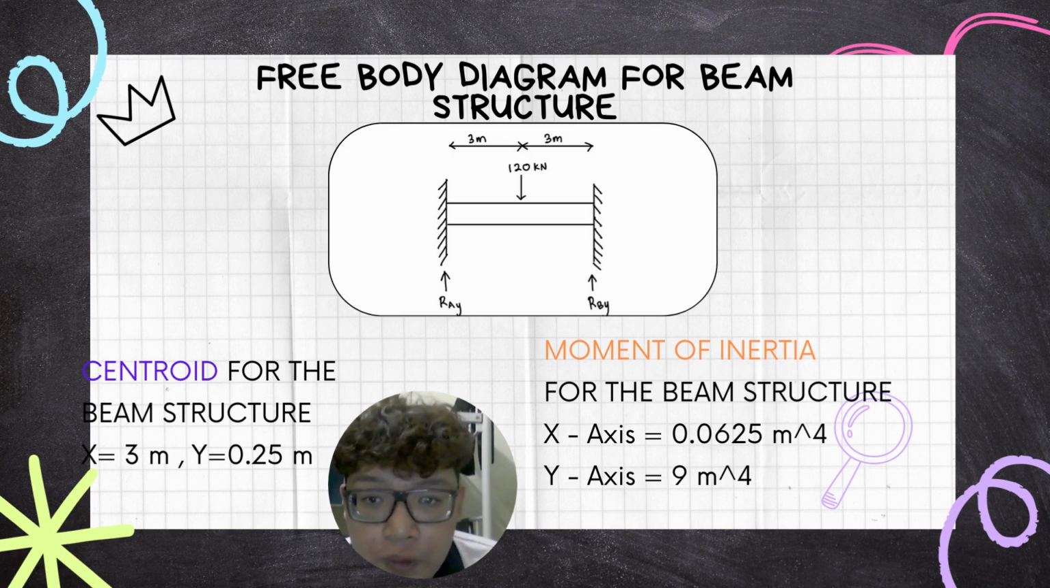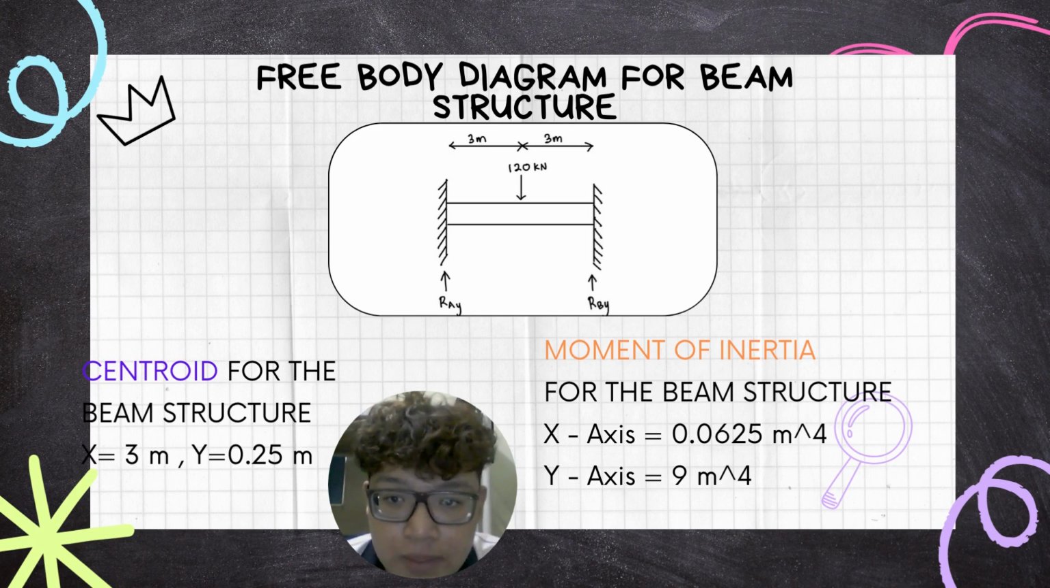This is the centroid for the beam structure. X is 3 meter, Y is 0.25 meter. And this is the moment of inertia for the beam structure. X axis is 0.02625 meter to the power of 4. Y axis is 9 meter to the power of 4.